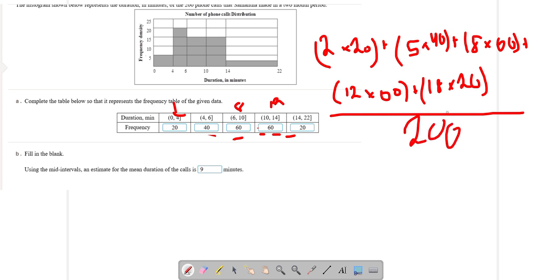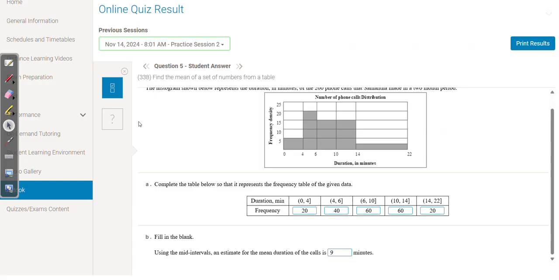If you plug that in your calculator, you'll find that it's equal to 9. I'll just double check. 2 times 20 plus 5 times 40 plus 8 times 60 plus 12 times 60 plus 18 times 20 divided by 200. Yes, it's equal to 9. Moving on to the next question.